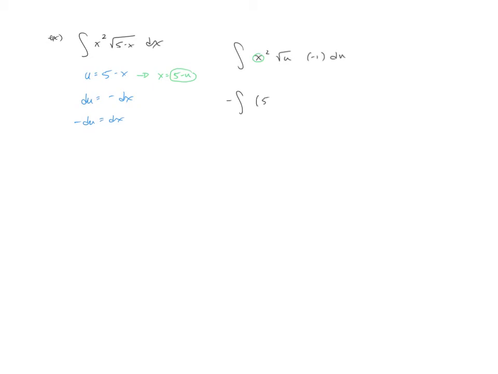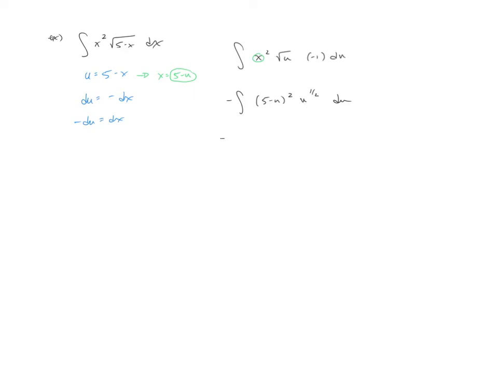This is going to be a (5 minus u) squared times u to the 1/2 du. Now we're in a good spot. Now we're in a spot where we have all u's and we can hopefully move forward with integration. Now before I do that though, I am going to have to clean it up. I can't add 1 and divide like I want to term by term the way it is. So I'm going to expand this out and then I'll distribute this u to the 1/2.